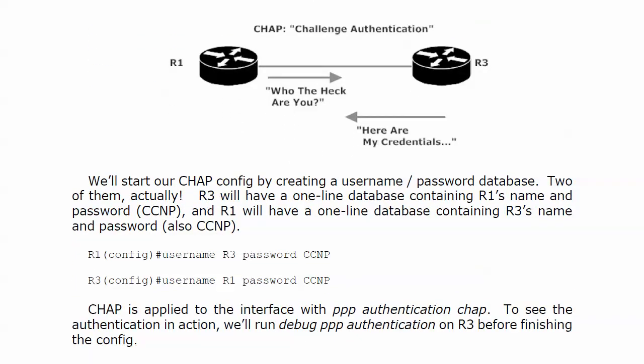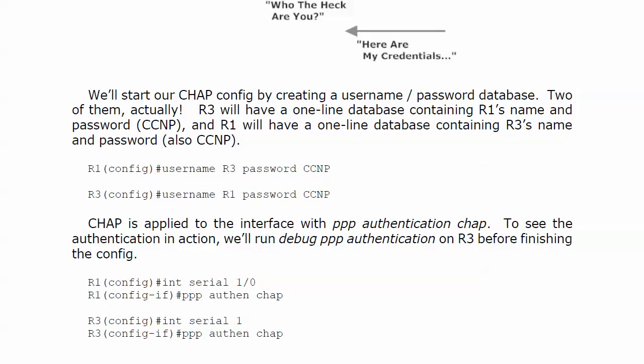Of course, we couldn't really do these at the same time, but I want you to see them side by side. The first thing we've got to do is set up a username password database, and two of them actually, if we have each router authenticating the other. We could just have router 1 authenticating router 3 or vice versa. Each authentication is a separate operation, but in these configurations I have two-way authentication set up. Router 3 has a one-line database containing router 1's name and password, CCNP, and router 1 has a one-line database containing router 3's name and password, which again is CCNP and not something I would ever do in a production network. Now, CHAP we put on the interface with PPP authentication CHAP.